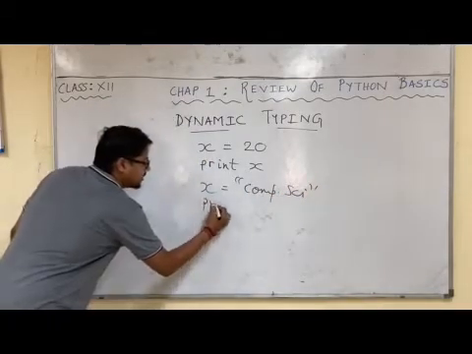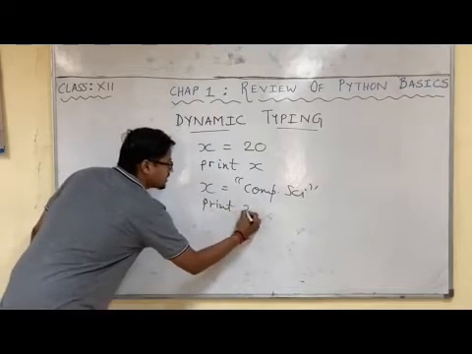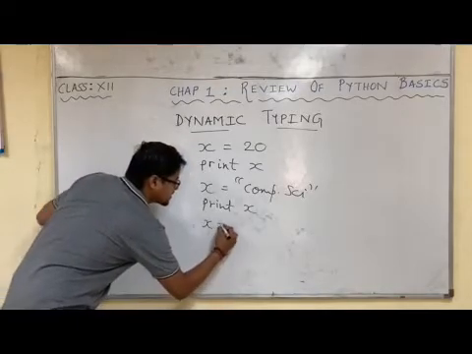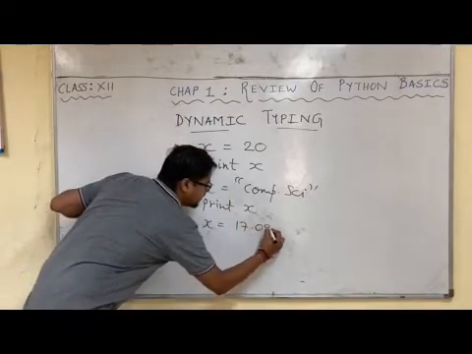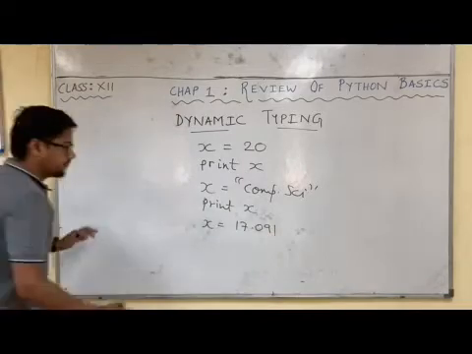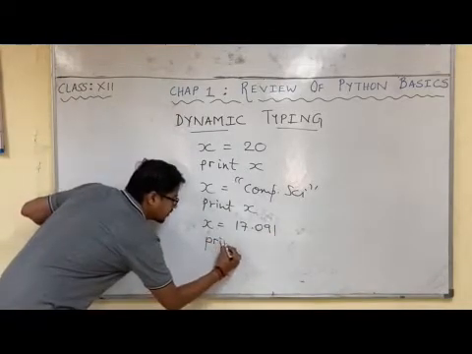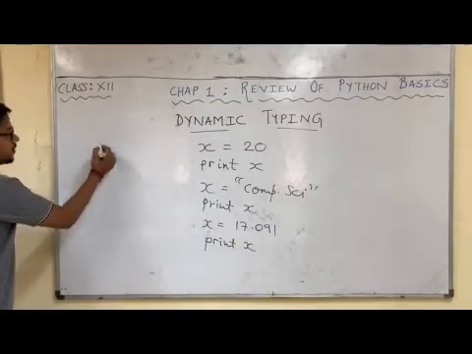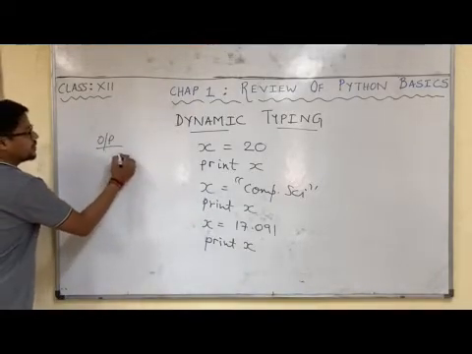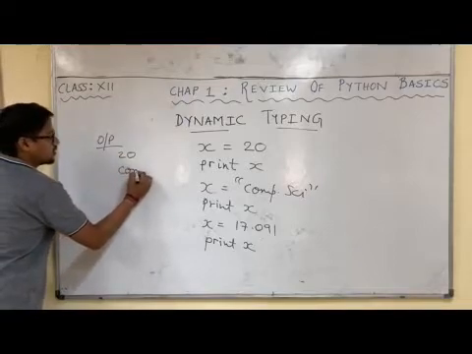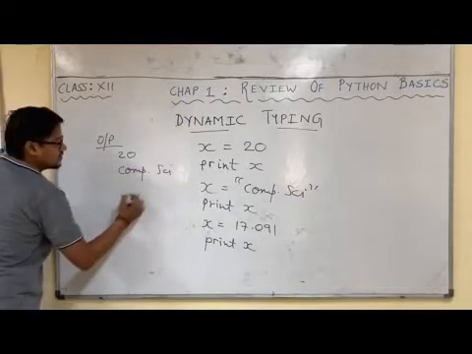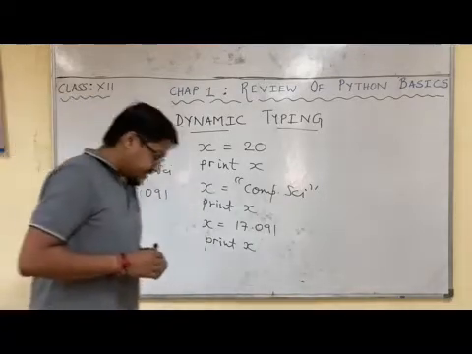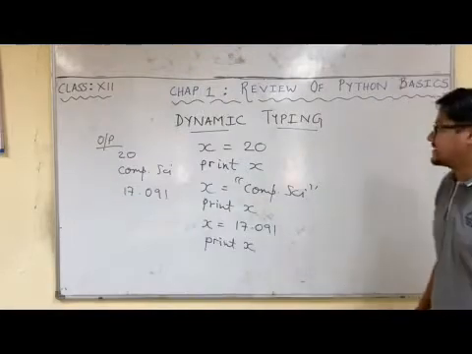Then I am printing again the same value of x. Suppose I am again taking x and this time I am taking it to be a float and I am printing this value. So when we execute this program, students, what can be the output? Output will be 20, computer science, 17.091. Okay.